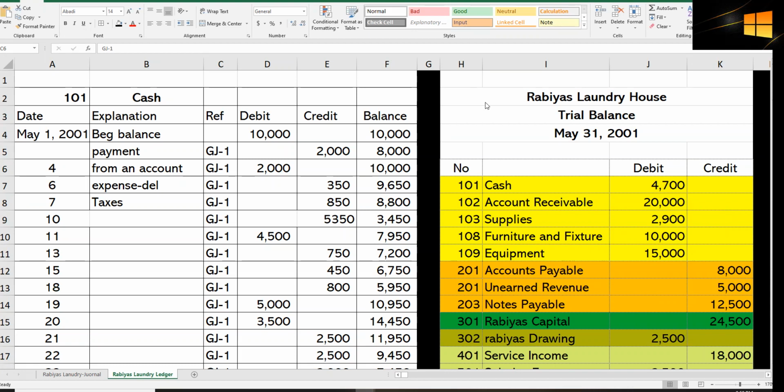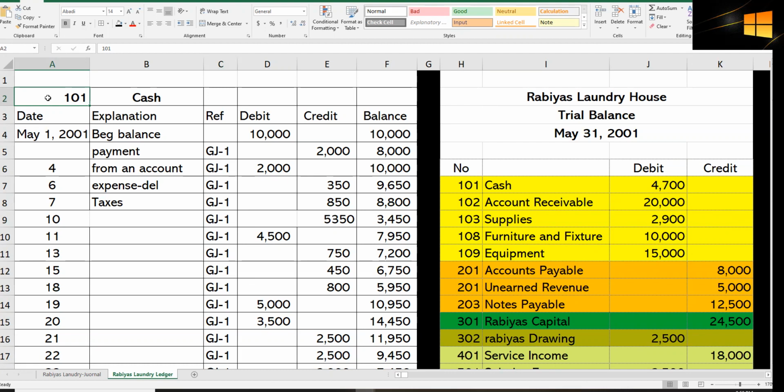So last video, naipaliwanag ko na doon yung patungkol sa pagpo-post. From journal, kailangan mong i-post or i-transfer yung mga journal entry information to their specific ledger account. So ito na po yung naging output po natin last time. So every time na makakakita po kayo ng account number 101 sa iyong journal, kailangan mo po siyang i-transfer at dalhin po dito sa ating ledger para kay cash.